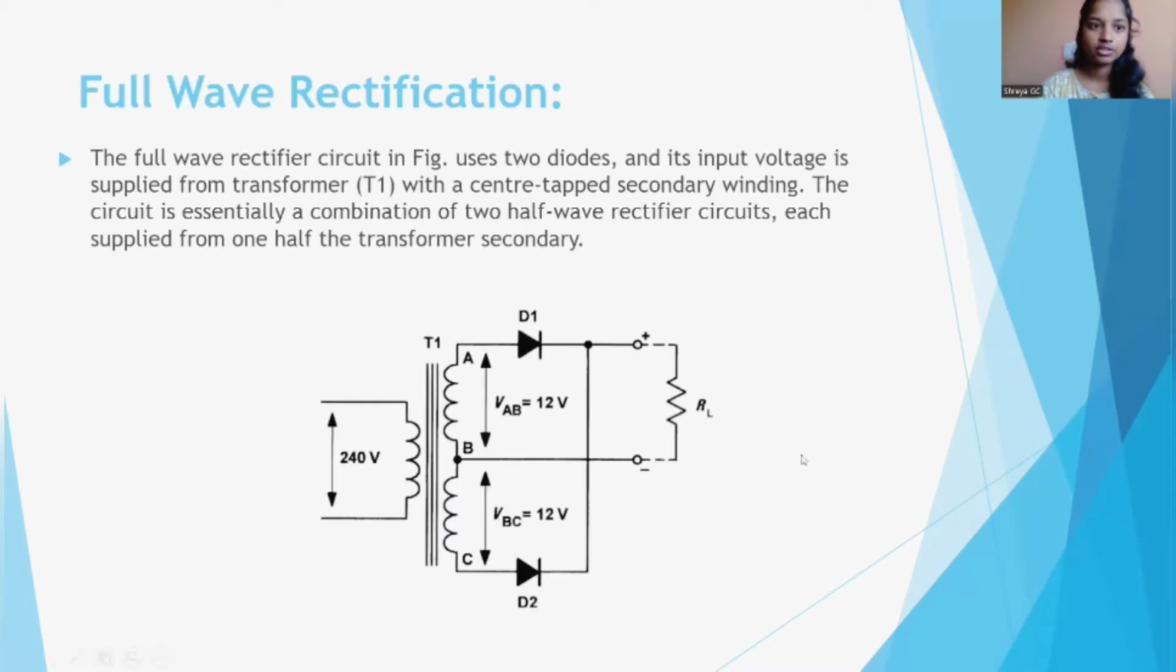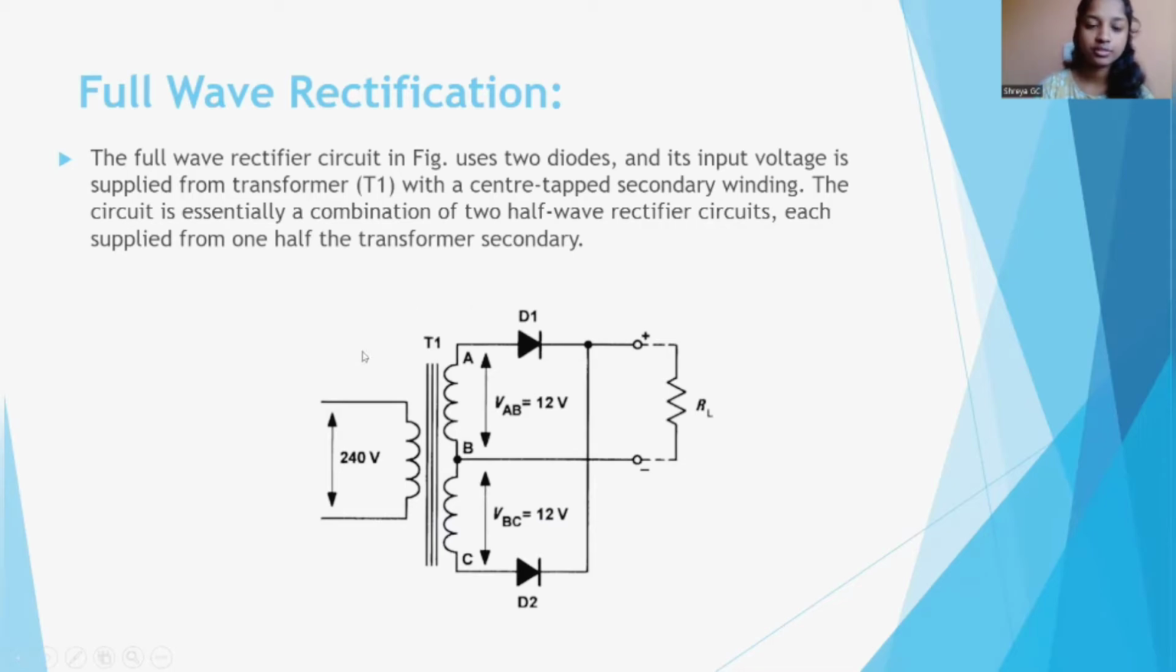The full wave rectifier circuit uses two diodes and its input voltage is supplied to the transformer T1 with a center tapped secondary winding. The circuit is essentially a combination of two half-cycle rectifier circuits, each fed from one half of the transformer secondary.